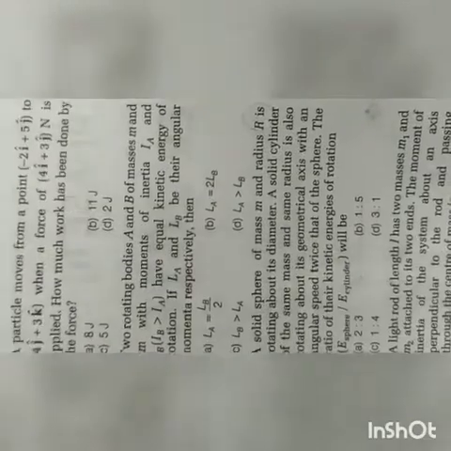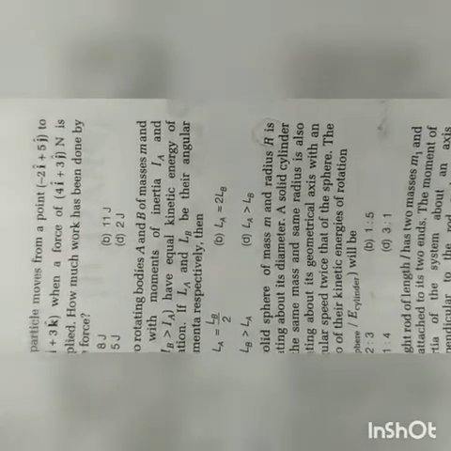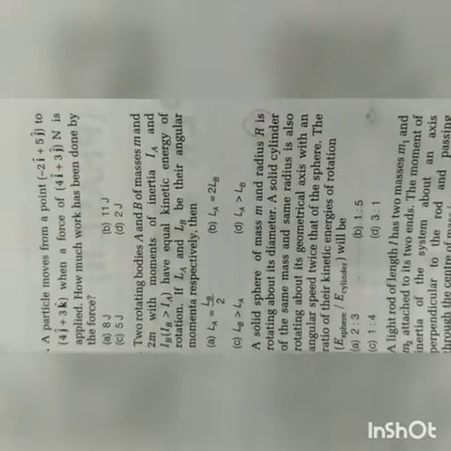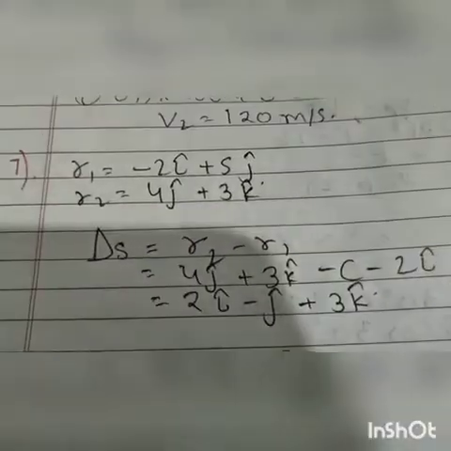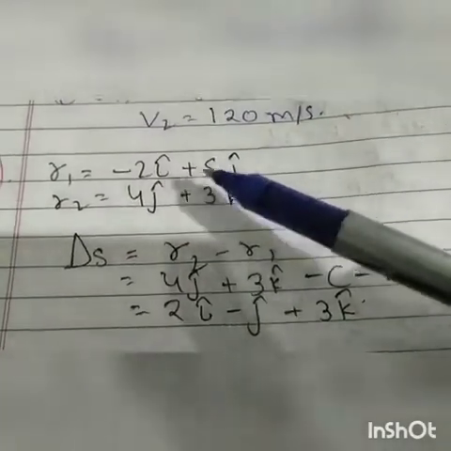Now question number 7. A particle moves from a point minus 2 i cap plus 5 j cap to 4 j cap plus 3 k cap when a force of 4 i cap plus 3 j cap Newton is applied. Now, how much work has been done by the force? So in the question it is given the value of r1 and r2.